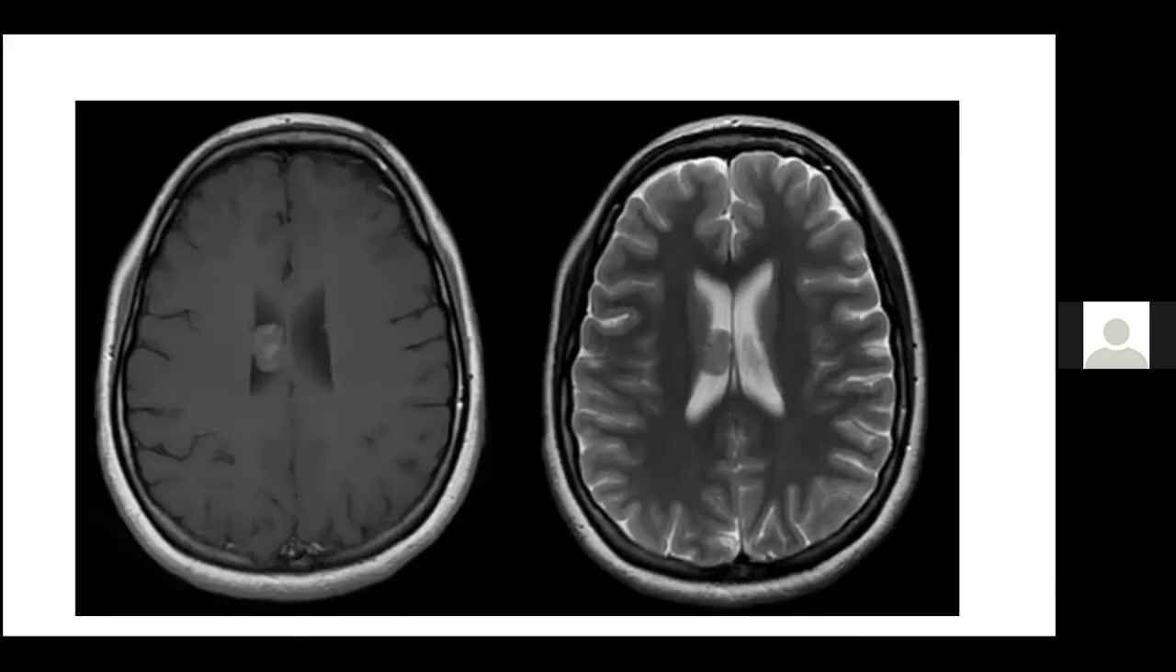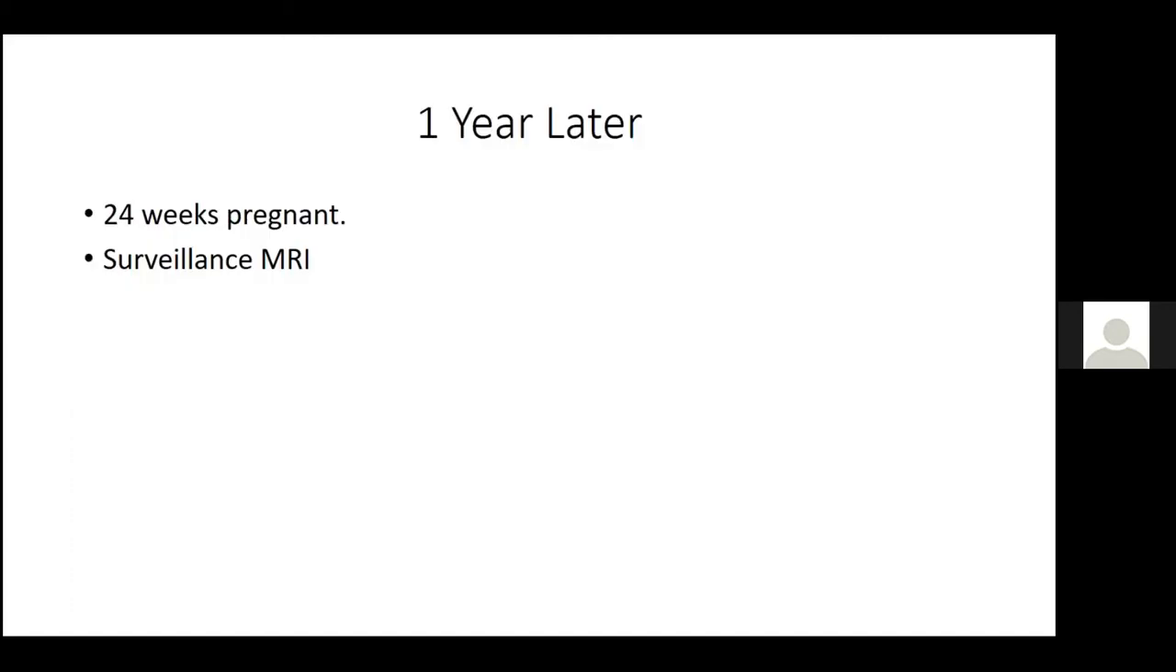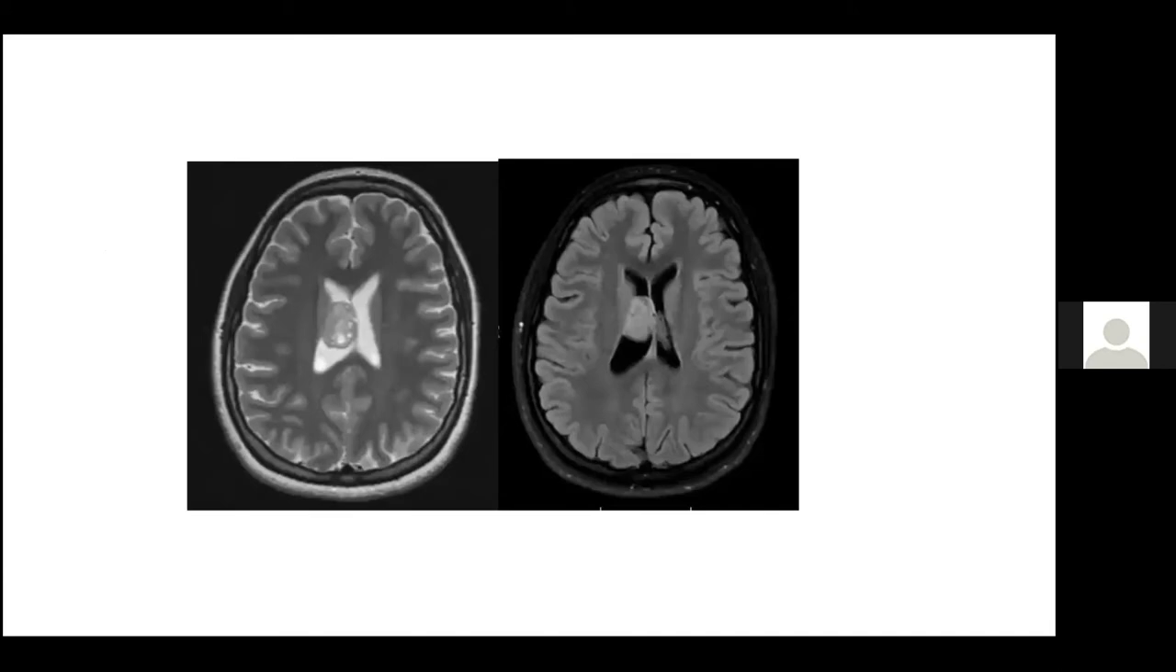Sorry, last question. Do you think she has hydrocephalus or a trapped ventricle? It doesn't look like it on this sequence, but I guess I'd have to see the third and fourth ventricle as well. They all look pretty normal. So it's something that you think about, but she didn't have it. She ended up getting another surveillance MRI a year later, while she was 24 weeks pregnant, and now it looks like this.